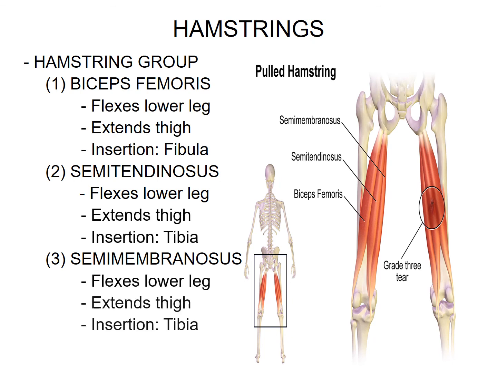Okay, next we have the hamstrings group, and the hamstrings are three muscles that all do the same thing. So it's very similar to the quads, except it's the opposite. The quads all work together to extend the knee, and the hamstrings are all going to work together to flex the lower leg or flex the knee joint. So you can see the biceps femoris flexes the knee. The semitendinosus flexes the knee or the lower leg. Semimembranosus flexes the knee or the lower leg.